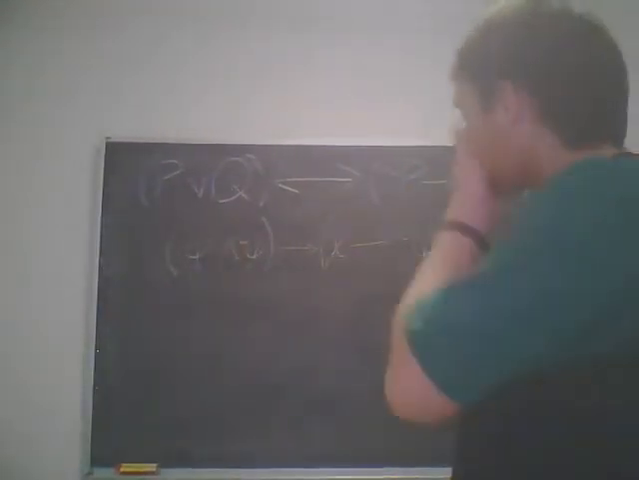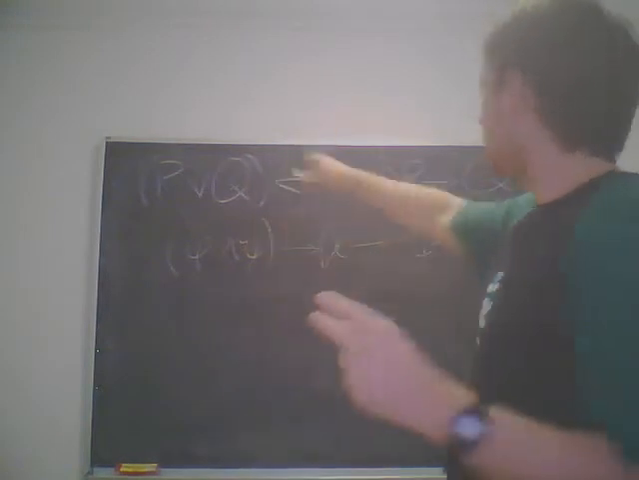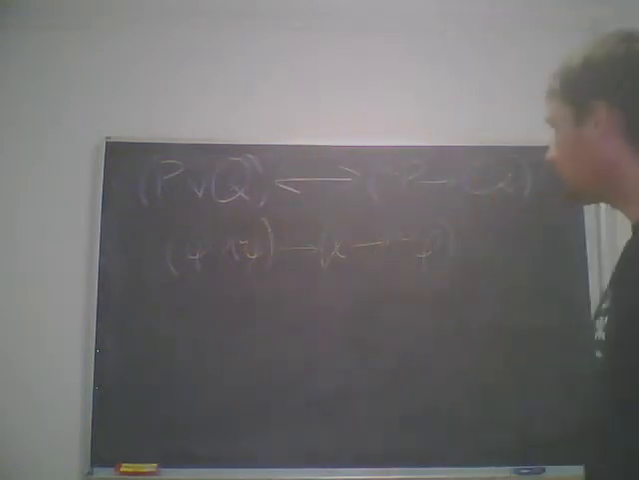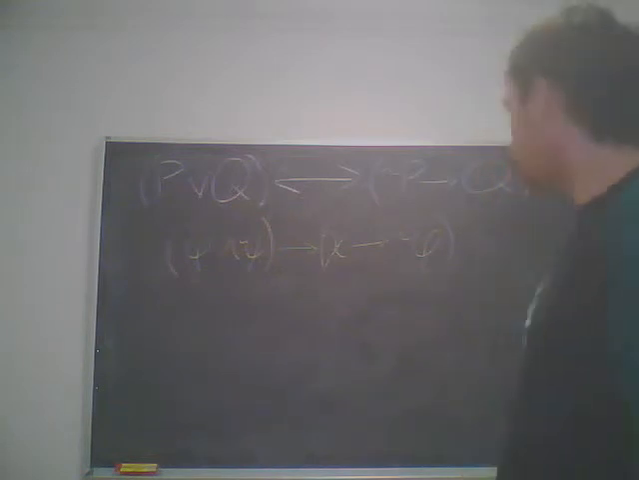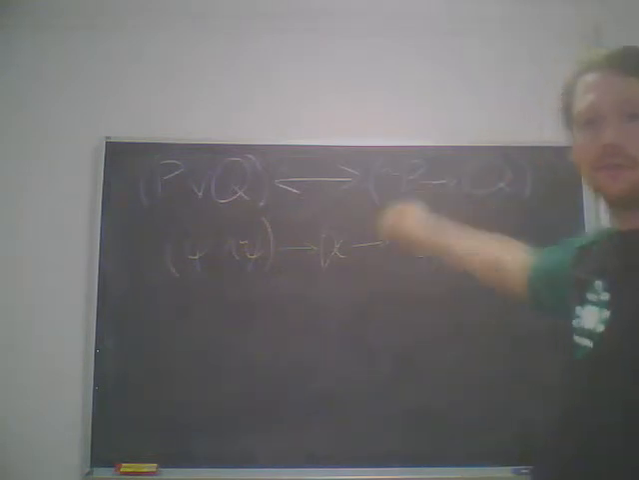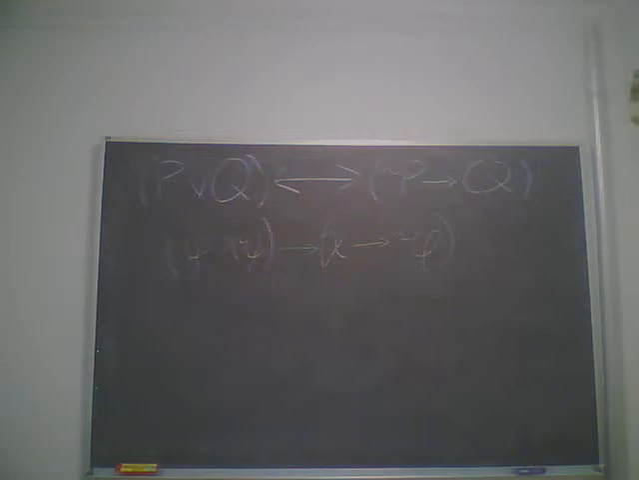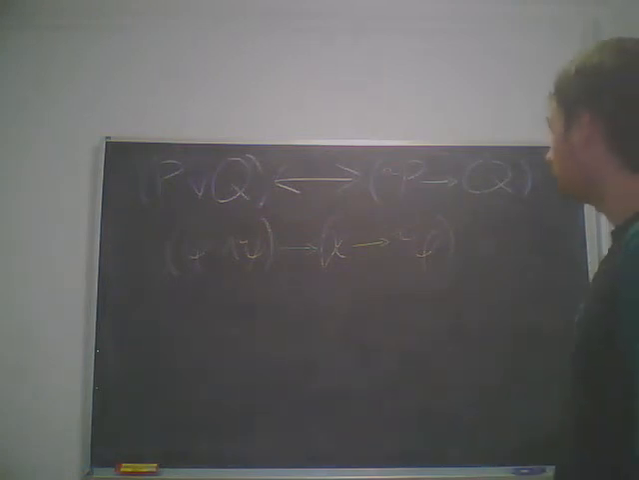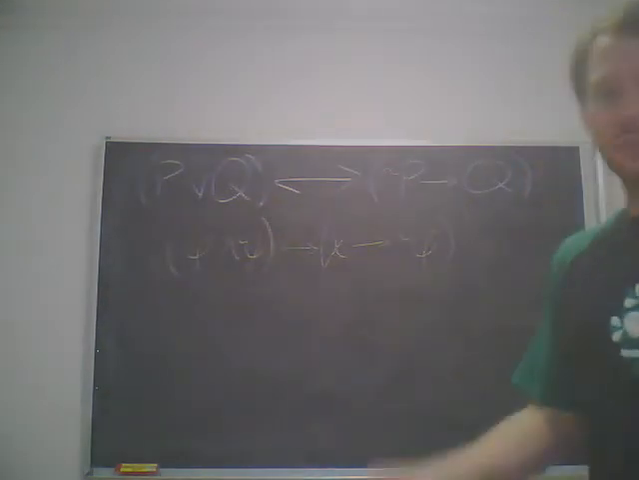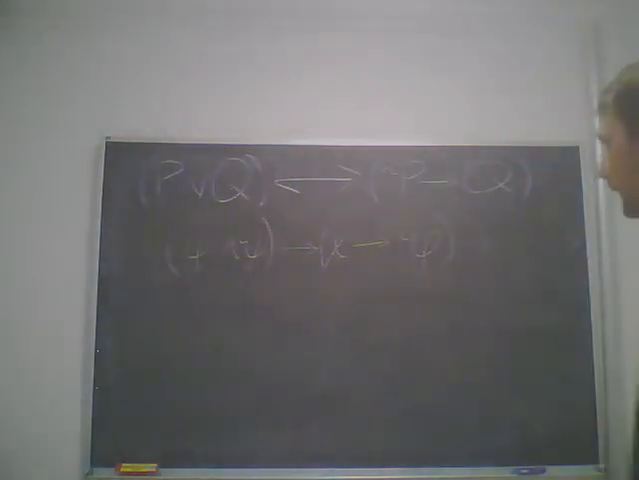Okay, so as promised, we'll look at how to go between or and conditional, and the way to do that is, as I have drawn above, all you have to do is change the or to conditional and then negate p, and you get a truth value equivalent expression, and you should do the truth table and verify this.